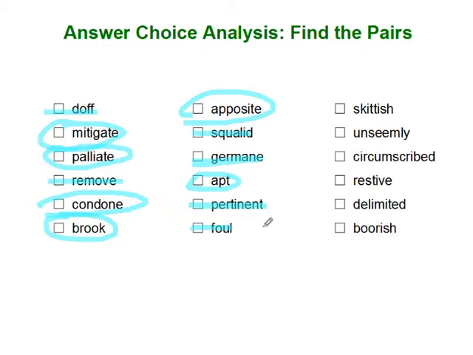On the final example here, we have circumscribed and delimited, the third pair, kind of the hidden pair there that many people don't see, which both involve boundaries. In fact, in this one, they both involve determining boundaries. To delimit or circumscribe is to determine a boundary. Restive and skittish are another pair here, and restive is kind of an interesting word because it doesn't mean restful.